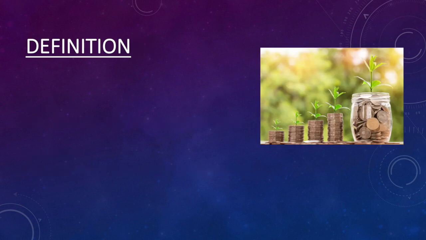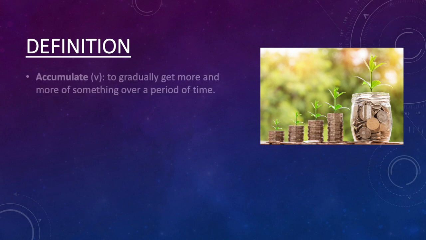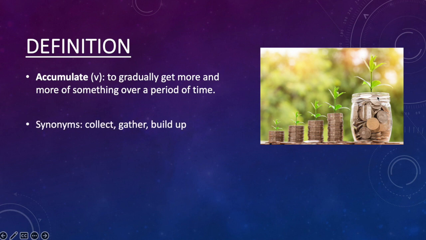Alright, let's take a look at the third word from this unit. Accumulate. Accumulate is a verb, and it means to gradually get more and more of something over a period of time. Like saving, for example. Like the more you save, the more money you'll get. Synonyms include collect, gather, and build up.